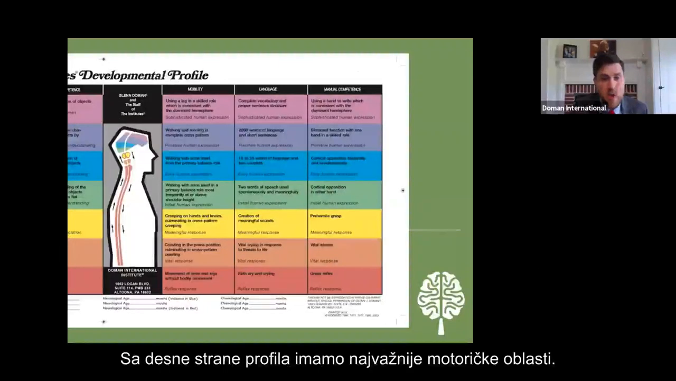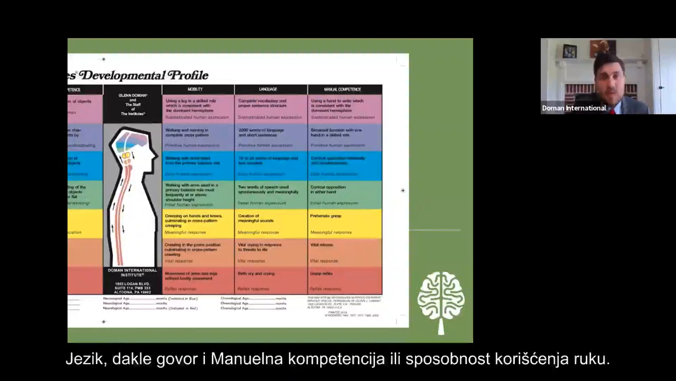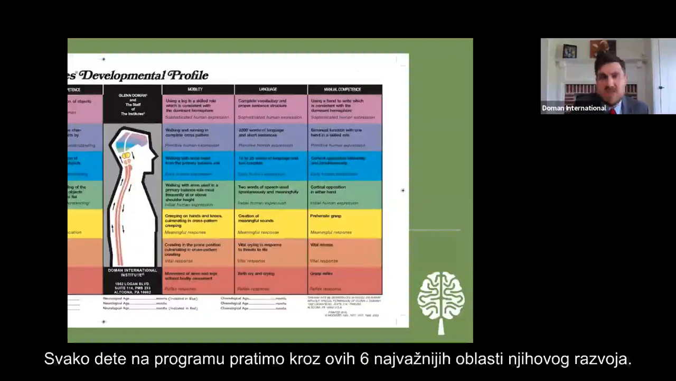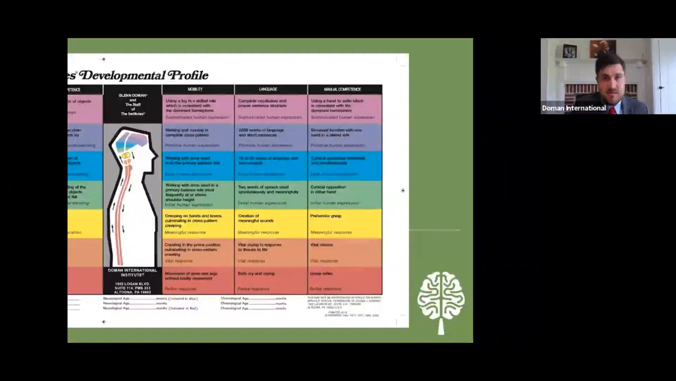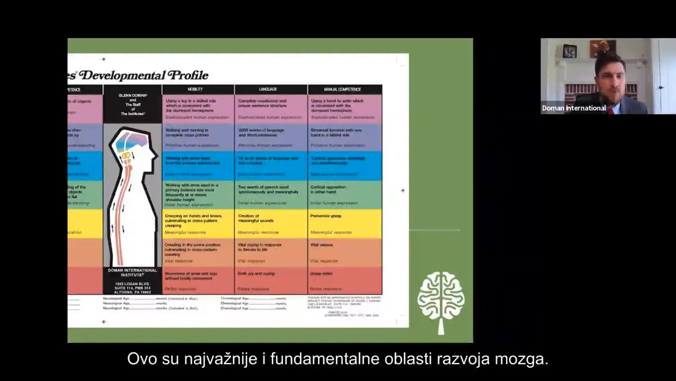Then on the right side of the profile, we have the most important motor areas. Mobility, which is the ability to crawl, creep, walk, run, hop, and so on. Language, which is speech, and then manual competence, the ability to use our hands. So for each and every child on the program, we track them in these six most important areas of their development. The development of their vision, hearing, tactility, and their mobility, speech, and manual competence. These are the most important and fundamental areas of brain development.